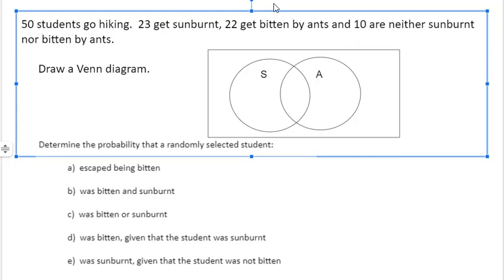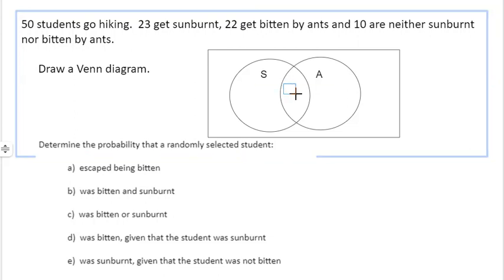So he added up all these numbers and found that that was 55 students. So there are 5 extra, and those are the 5 kids that we're counting twice. We counted them once in the sunburn and once in the bitten by ants, but they're just one person. So we're gonna put the 5 in the middle.